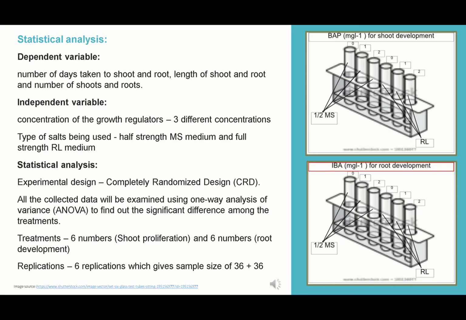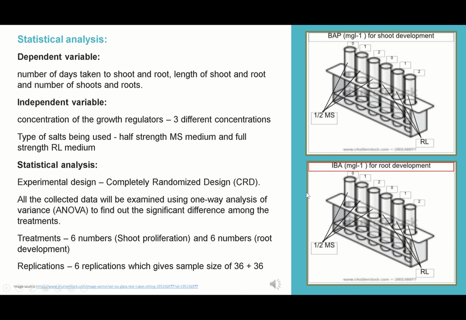Let's see about statistical analysis in this slide. The dependent variables will be number of days taken to shoot and root, length of shoot and root, and number of shoots and roots. And independent variables are concentration of growth regulators used, which is three different concentrations of indole butyric acid and benzyl aminopurine, and the type of salt being used, which is half strength MS medium and the full strength oral medium. In this first picture, we can see the different concentrations of BAP used for shoot development. Here we can see three different concentrations, which are 0 mg per liter, 1 mg per liter, and 2 mg per liter in two different media, which are half strength MS medium and full strength oral medium. In the second picture, we can see three different concentrations of indole butyric acid in two different media.